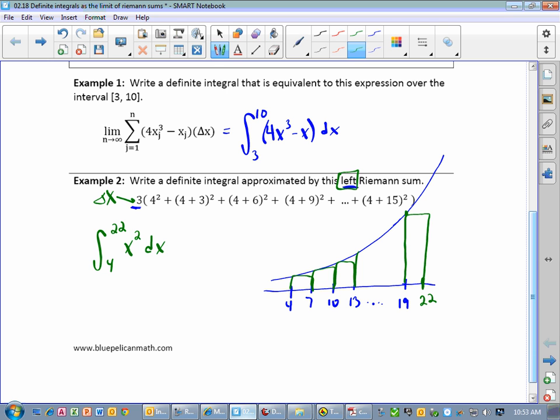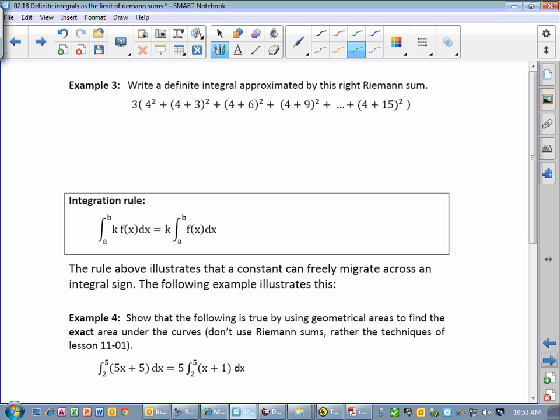Let's do another example, and maybe it'll become clear. I understand why you're confused. So now let's do the right Riemann sum. On a right Riemann sum, this last one is right here. So let me make my x-axis. My rightmost value is 19, right? Now that rectangle goes up and then like this, right? And we go back delta x. So this must be 16, right? And so on. That's the general idea.